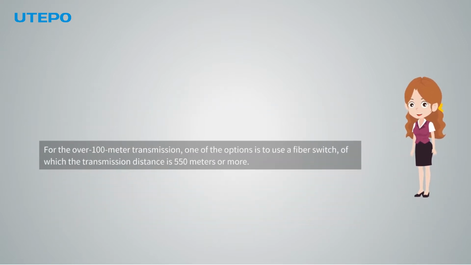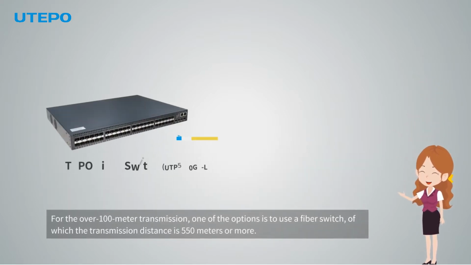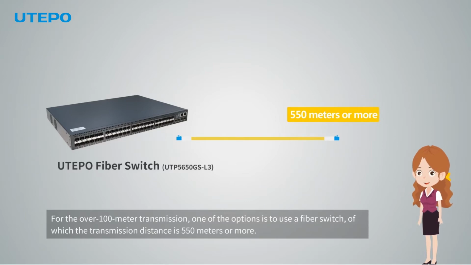For over 100 meter transmission, one of the options is to use a fiber switch, of which the transmission distance is 550 meters or more.